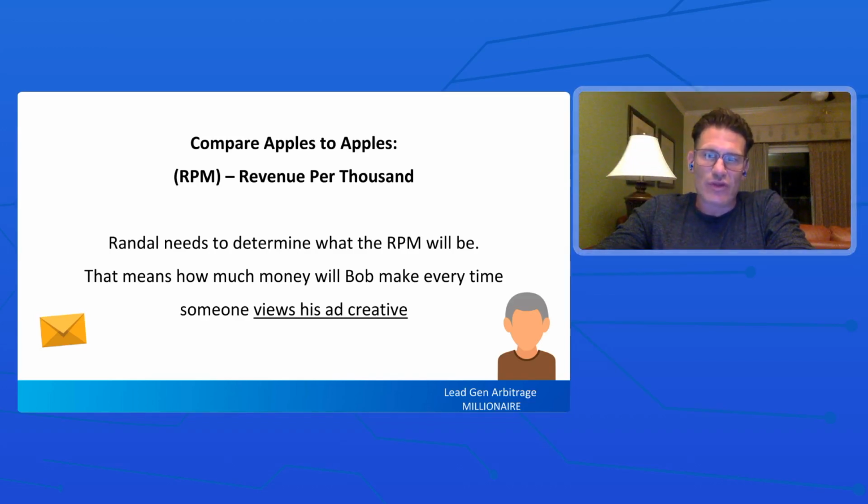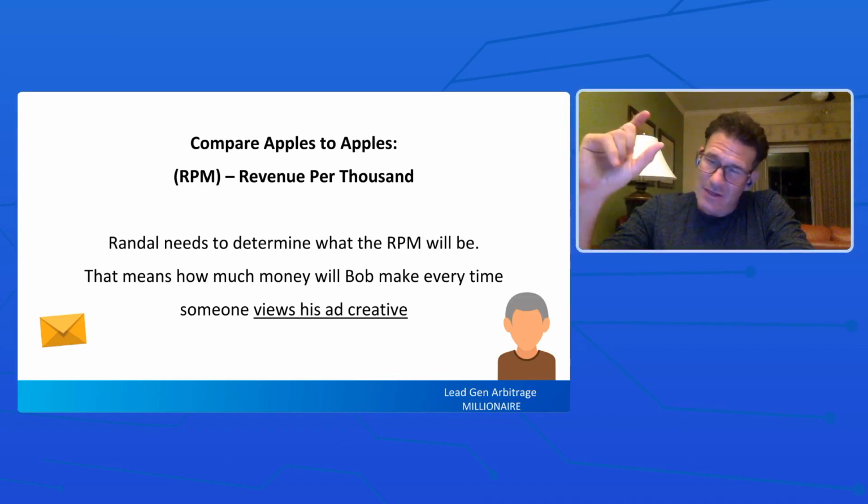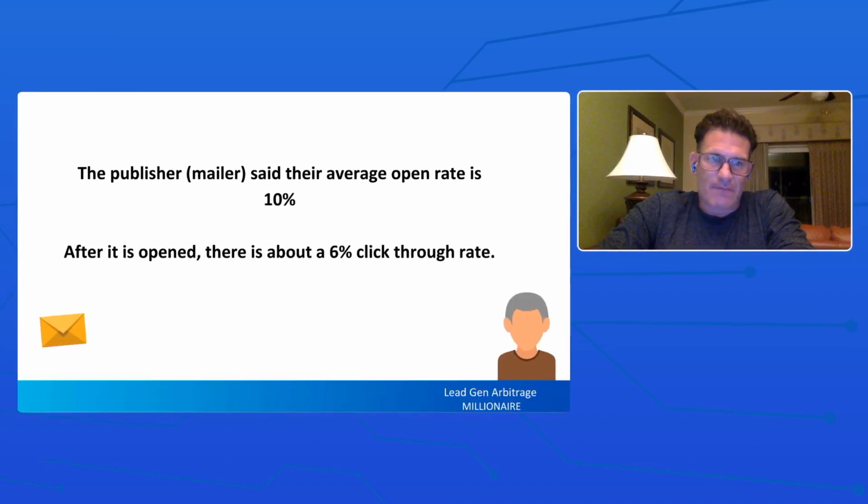We need to determine what the RPM will be. That means how much money Bob's going to make every time somebody views his ad creative, right? So the ad's out there and boom, that's it. How much is he making? So let's figure this part out.